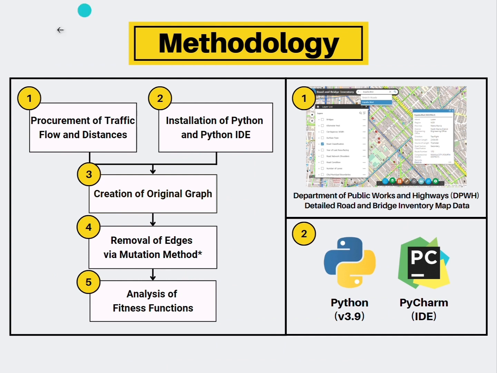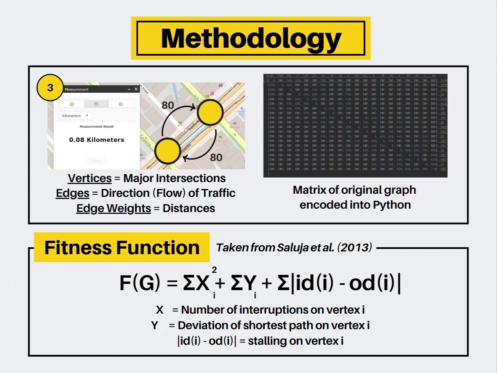Onto our methodology, this flowchart shows how we implemented our study. First, the needed data were collected and the necessary software were also installed. Next, we started the creation of the original graph. Part of this step is solving for the f of g of the original graph, which served as the base value in the edge removal process. For this, we used the following formula.